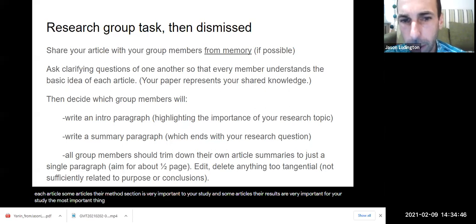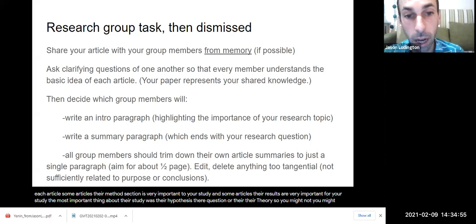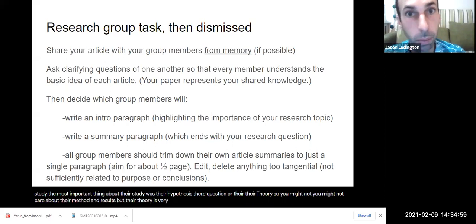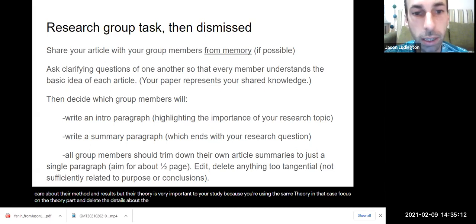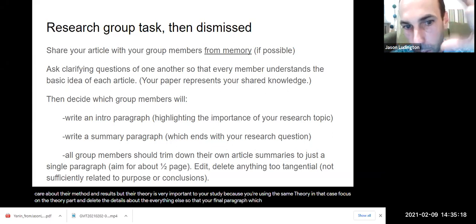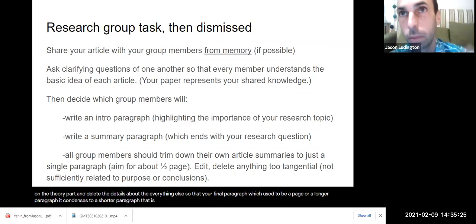For others, the most important thing about their study was their hypothesis, their question, or their theory. So you might not care about their method and results, but their theory is very important to your study because you're using the same theory. In that case, focus on the theory part and delete the details about everything else, so that your final paragraph, which used to be a page or a longer paragraph, condenses to a shorter paragraph that is what is most relevant for your research question.